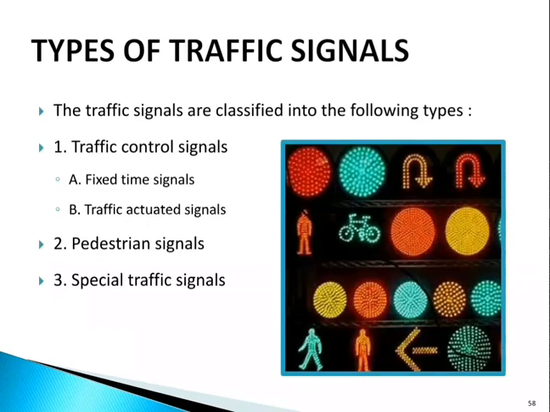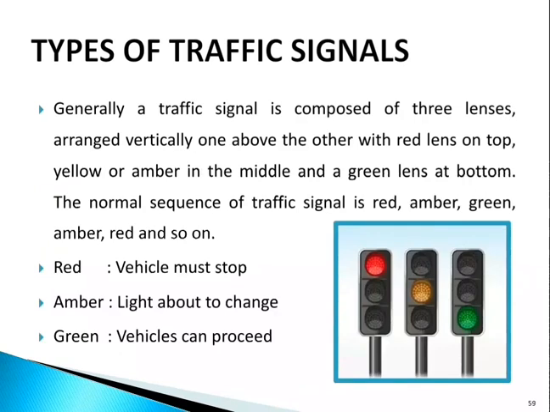Next, we are going to see types of traffic signals. The traffic signals are classified into the following types. First one is traffic control signals, which are further subdivided into fixed time signals and traffic actuated signals. Second one is pedestrian signals and third one is special traffic signals.